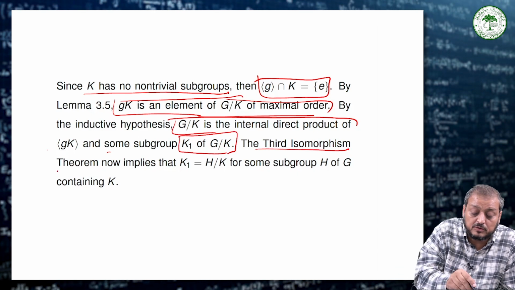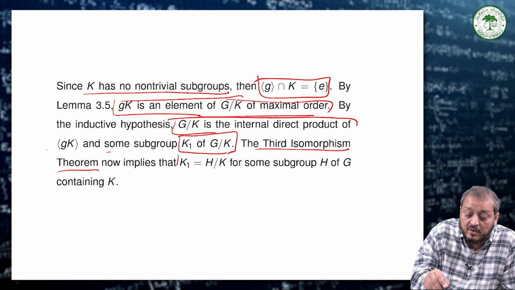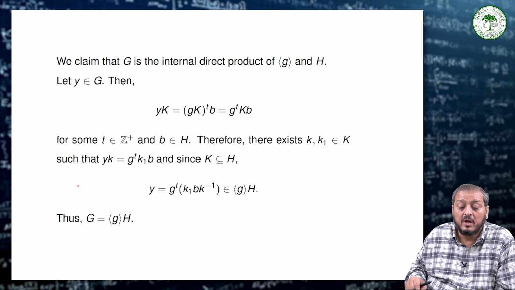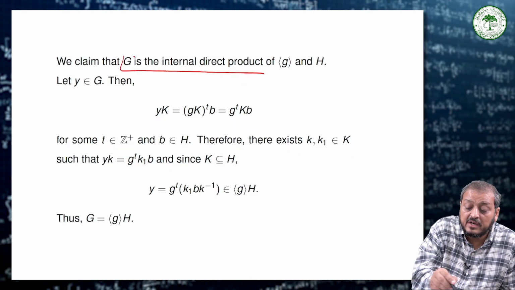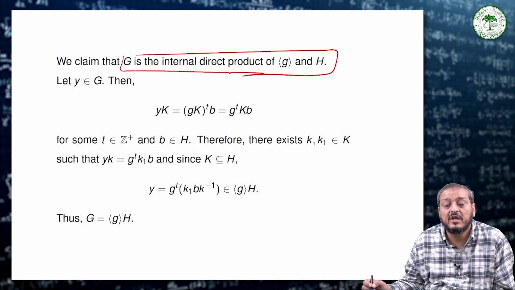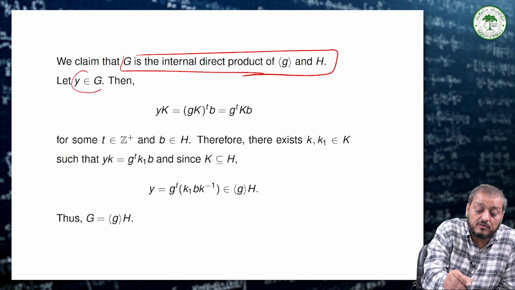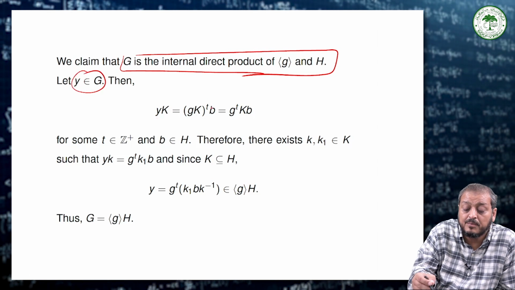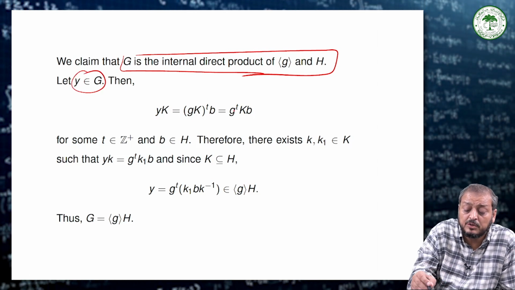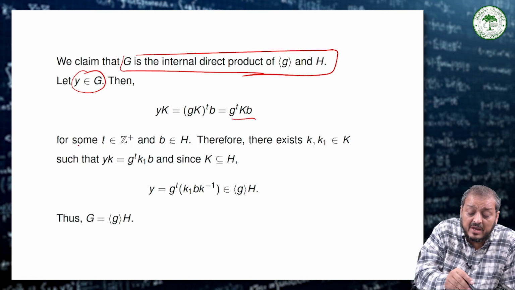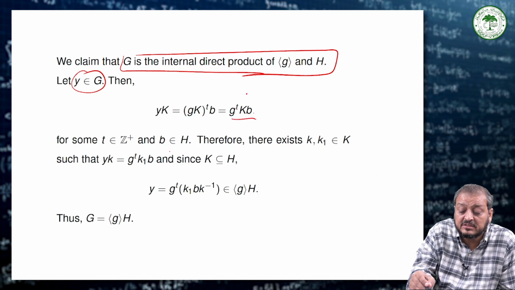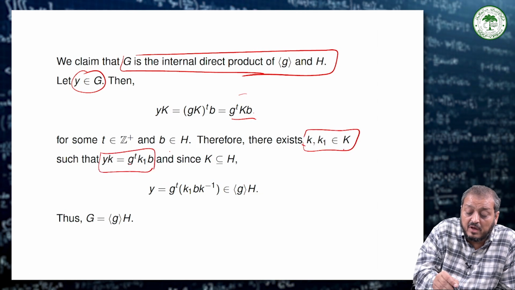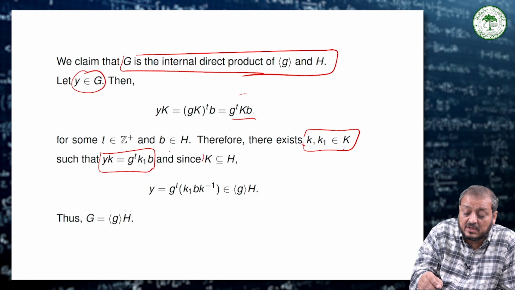Now the third isomorphism theorem applies, then K1 is equal to H/K for some subgroup H of G containing K. So we claim that G is an internal direct product of the subgroup generated by g and H. So let y be an element of G. Then yK can be written as g^t K b, where t is some positive integer. Now this can be written as g^t K b. Now because b is an element of H, therefore there exists some k1 in K such that yK can be written in the form g^t k1 b, since K is a subset of H.